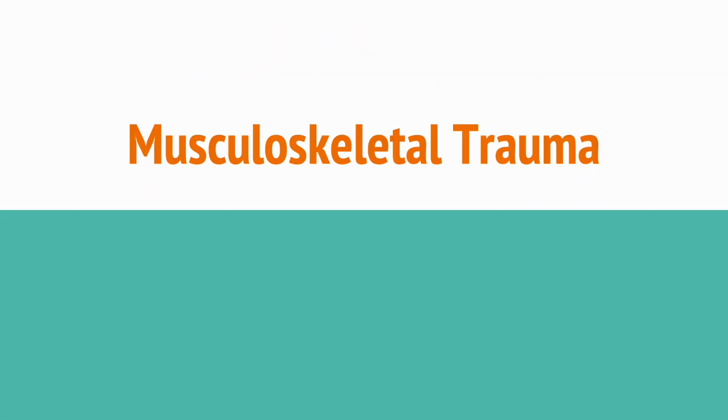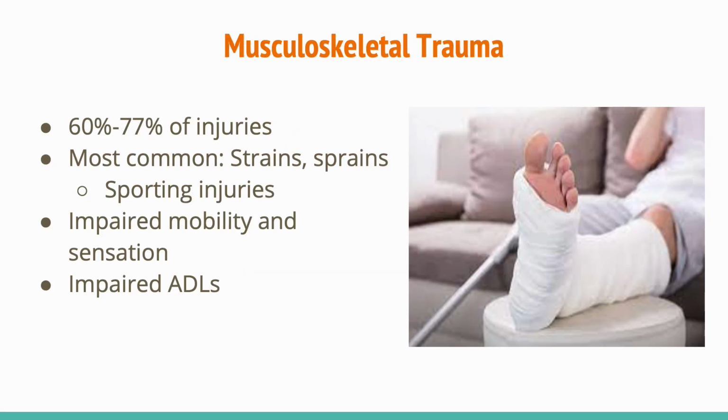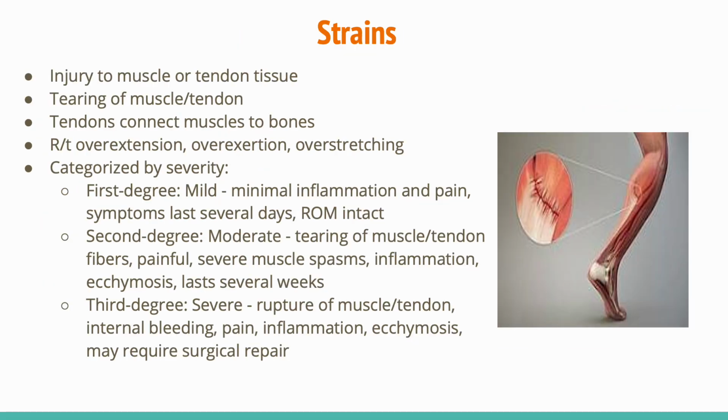So now let's talk about trauma to the musculoskeletal system. We talked about arthritis and osteoporosis and all that, osteomyelitis infection. Now let's talk about trauma. Musculoskeletal trauma is involved in almost 77% of injuries, and the most common are sprains from sporting injuries. The main cause, it causes impaired mobility and sensation, and impaired activities of daily living.